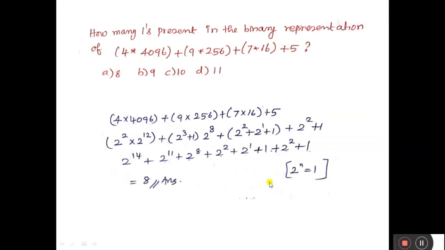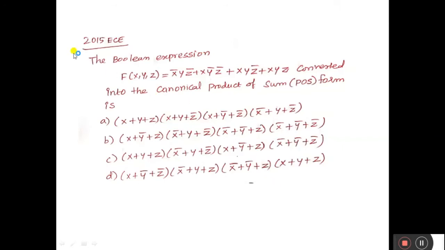Next question. It's from 2015, asked in EC. Given the Boolean expression f of x, y, z equals x bar y z bar plus x y bar z bar plus x y z bar plus x y z, converted into canonical product of sum form is. The 4 options are given. So let us discuss the solution.